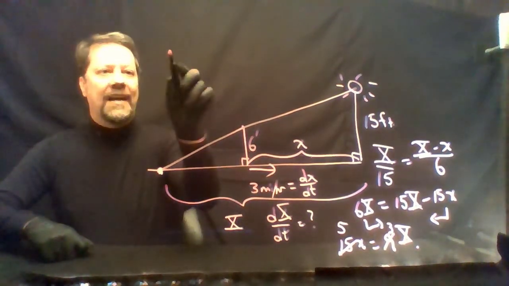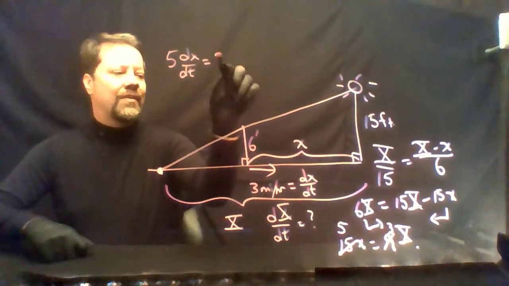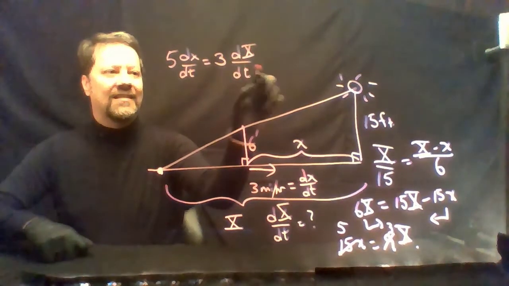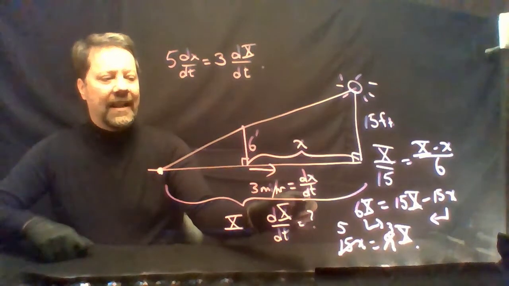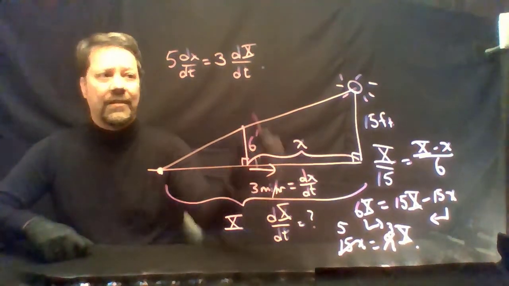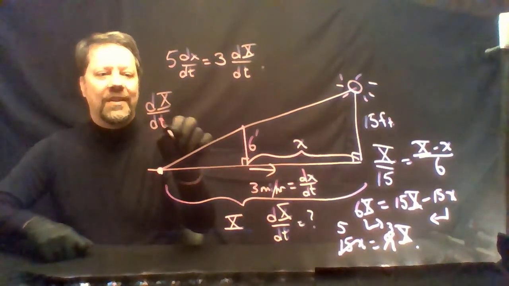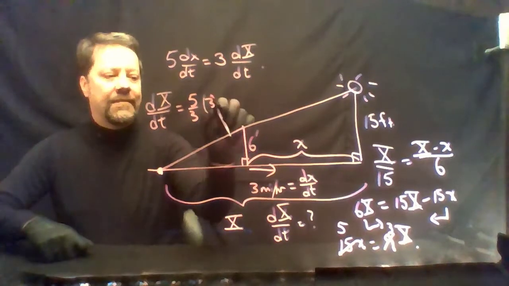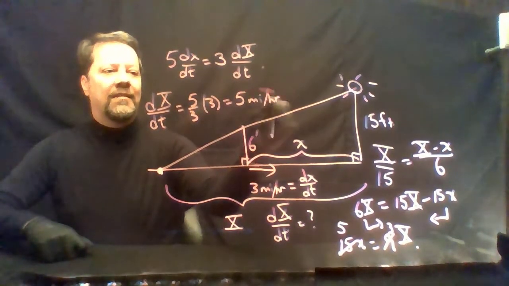We'll get 5 dx/dt equals 3 dX/dt. We know that the derivative of little x with respect to time is 3 miles per hour. We deduce then that the derivative of big X with respect to time is 5/3 times 3, and that's 5 miles per hour.